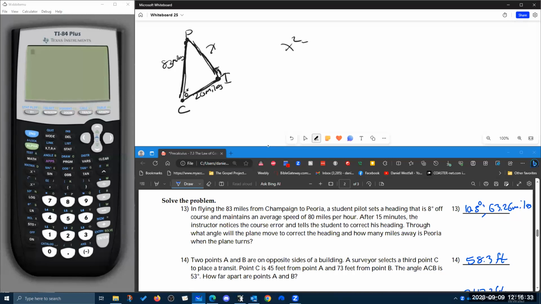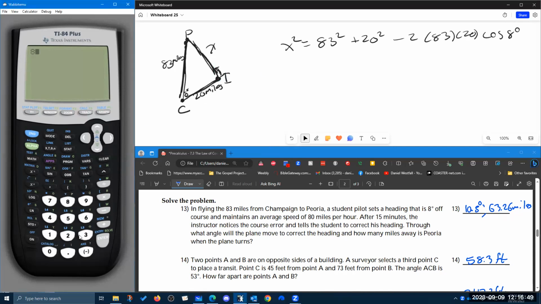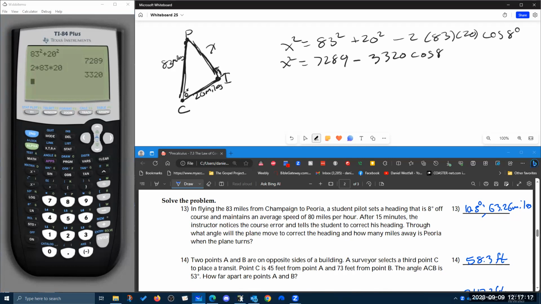So x squared is equal to 83 squared plus 20 squared minus 2 times 83 times 20 cosine of 8 degrees. 83 squared plus 20 squared is 7289, minus 2 times 83 times 20, which is 3320, cosine of 8.